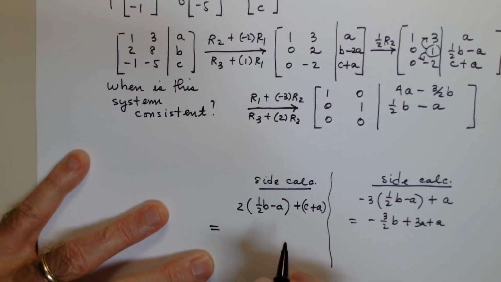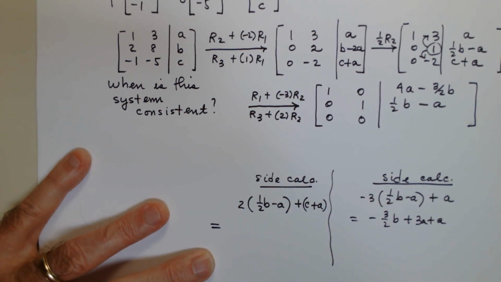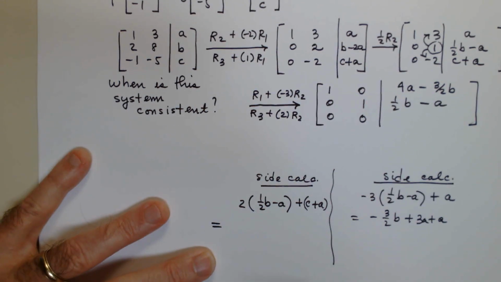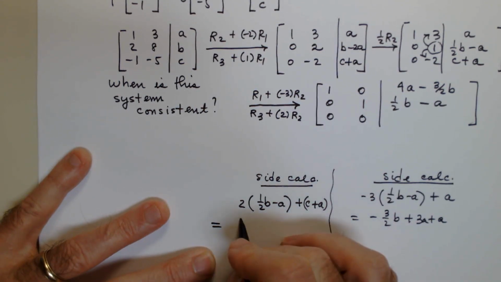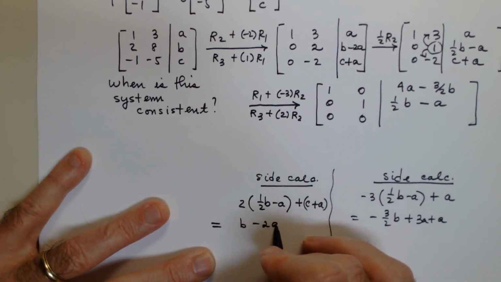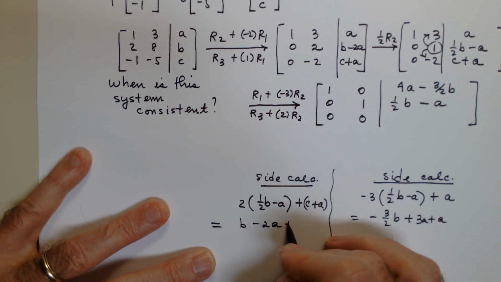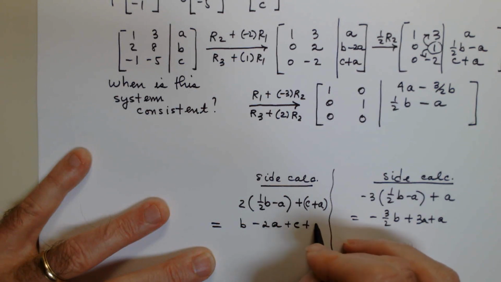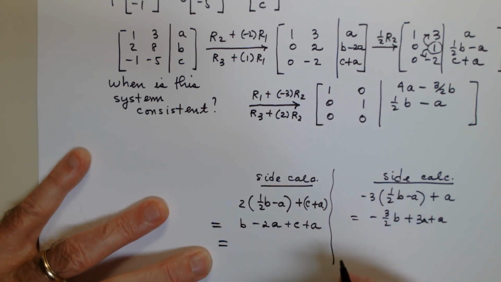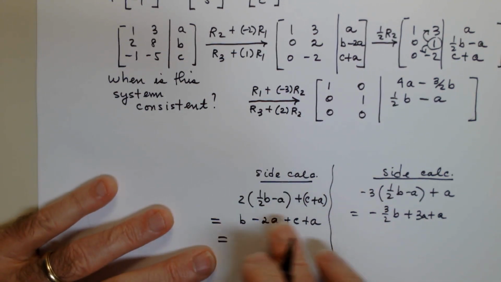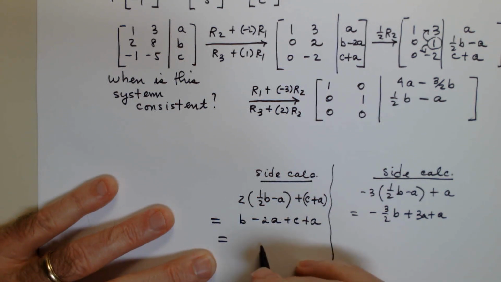All right, what's that equal to? Well, we can see part of the calculation is going to be B minus 2A plus C plus A. And so it's simply going to be B plus C minus A.